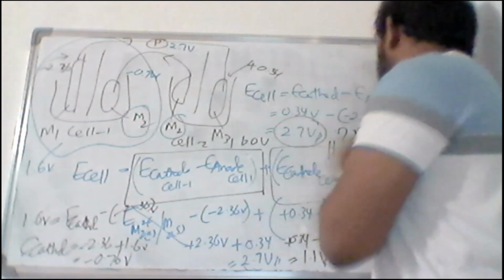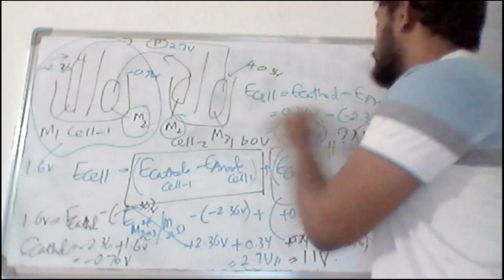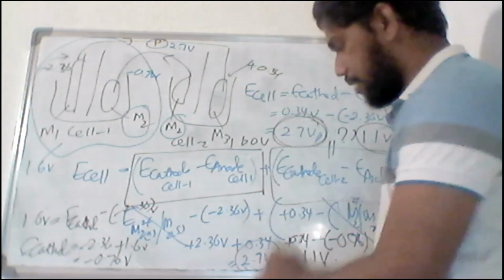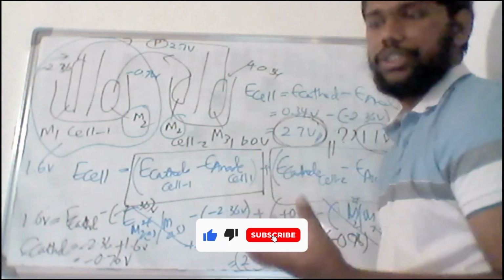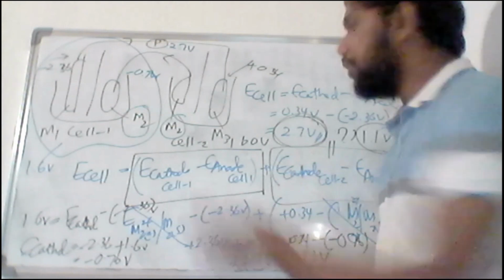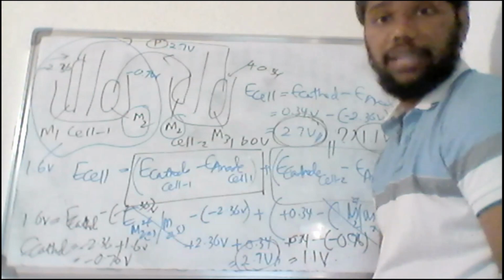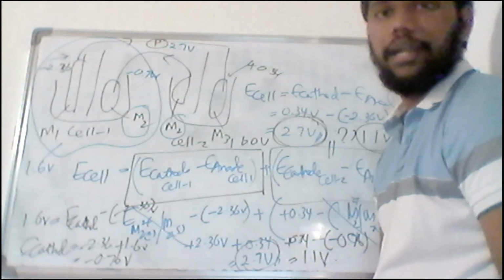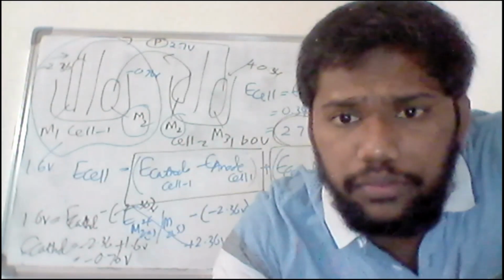So this cell would have 1.6 and this cell would have 1.1, and for the overall you just need to add, that is what we get, 2.7 here as well as here. Okay, so you can understand this is a nice question to elaborate the potential of individual cells, and what is happening overall. When the individual values are added, you will get the same value.